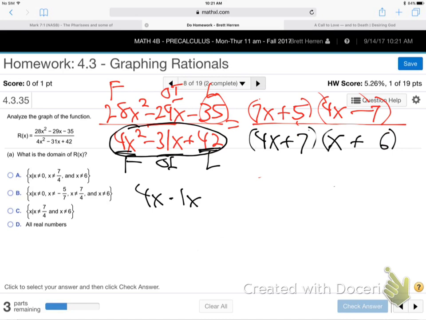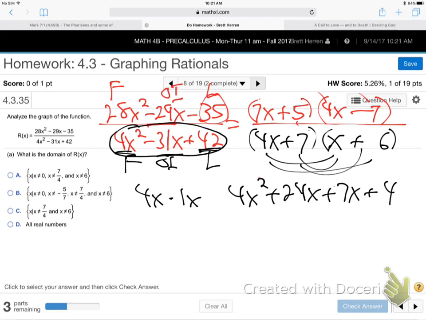Let's make them both plus and see what happens. I'll fix the signs later. 4x squared plus 24x plus 7x plus 42. What do these two in the middle make? 31. Yeah, but it's supposed to be negative 31. Which means they both have to be negative. So you make them both negative.